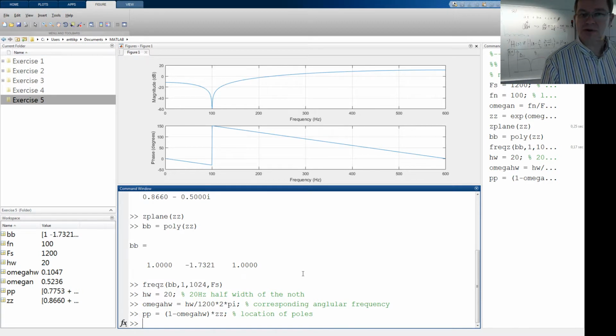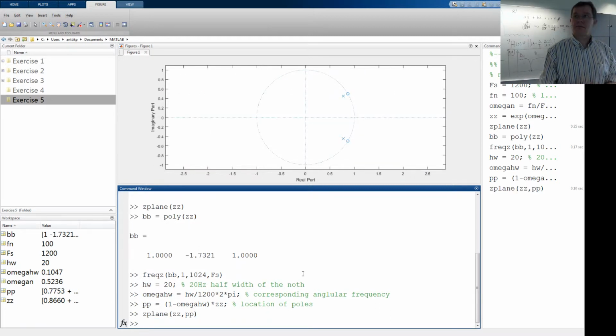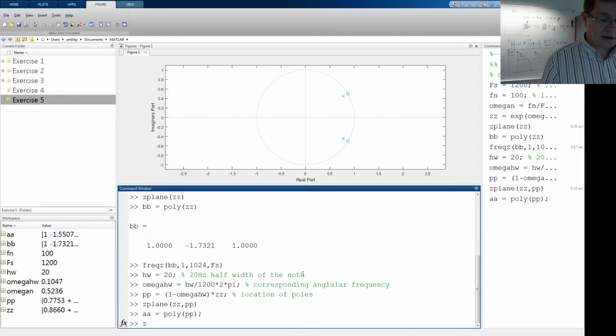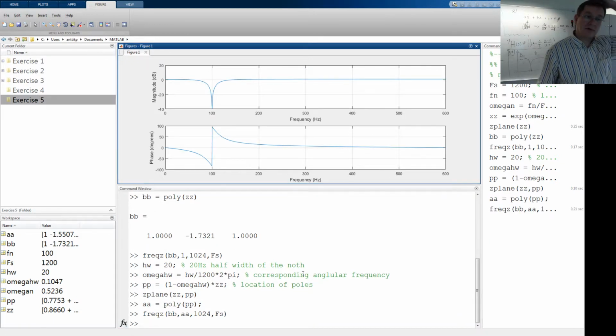There, poles, and let's see the z plane again. Those are the zeros and pole locations. And then the filter coefficients, the polynomial defined by the pole locations, and finally, there we go. Nice design. Almost unity gain. That's close enough for me.